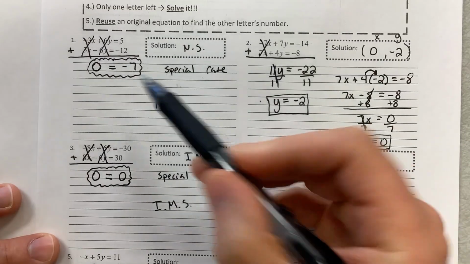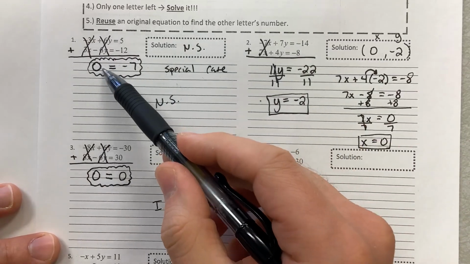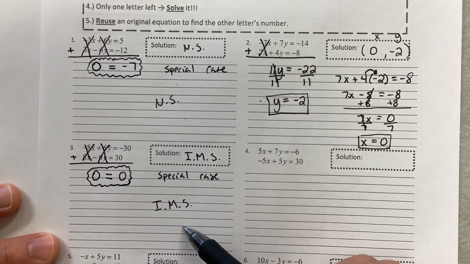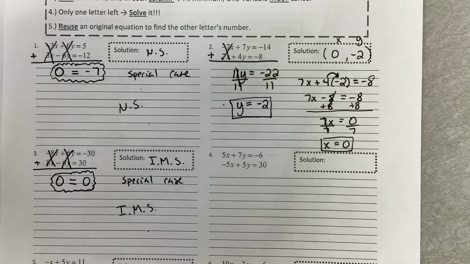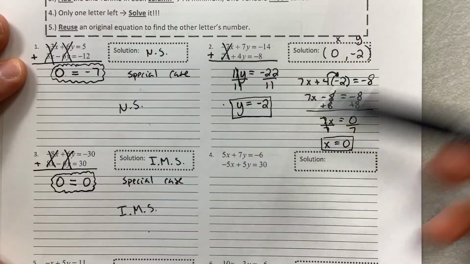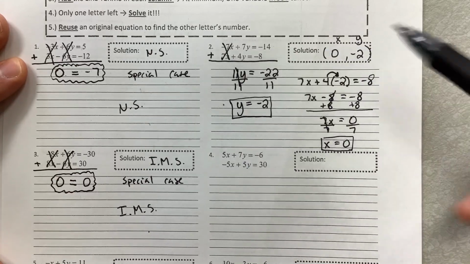So as a repeat, if your variables drop out and your numbers don't match, no solution. If they do match, infinitely many solutions. And just to recap, if your variables do not drop out, you will just go ahead and find your x value and y value in either order, and you'll be good.